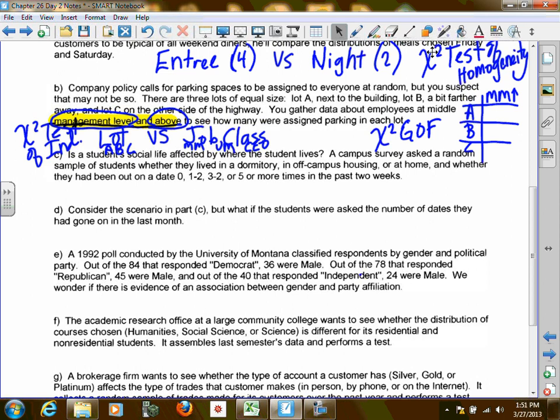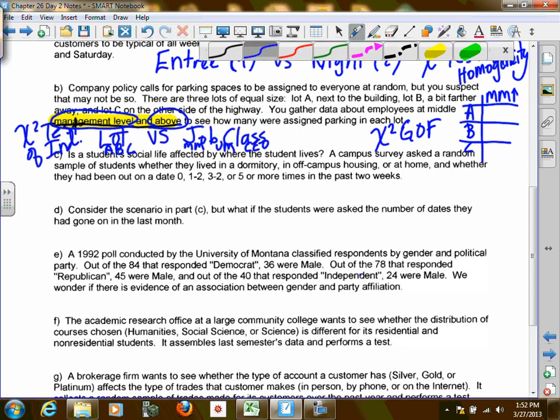Okay. Question C. Is the student's social life affected by where the student lives? We've got a random sample of where they live: dorm, off campus, at home, and then the number of dates, which I guess is the one thing that they're classifying as their social life: 0, 1 to 2, 3 to 4, or 5. So what do we got? How many variables? Or variable? 2. What are they?